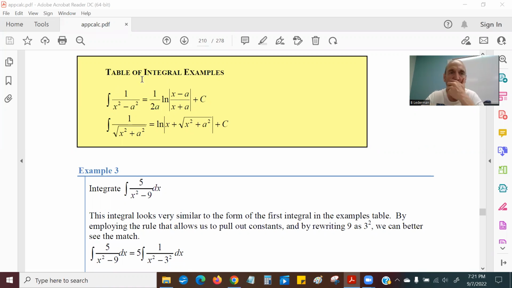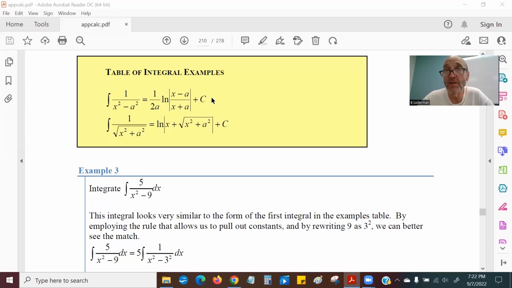The integral of 1 over x squared minus a squared is equal to 1 over 2a times the ln of x minus a over x plus a plus c. By the way, there should be a dx there, but they just didn't write it. Now, how they got that, that's a different story. That's something we're not going to go into.